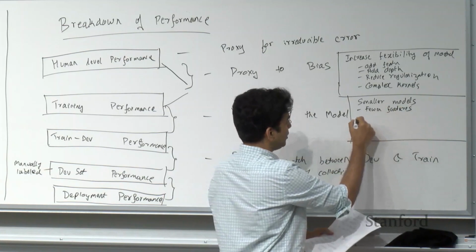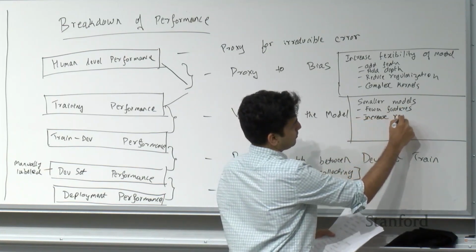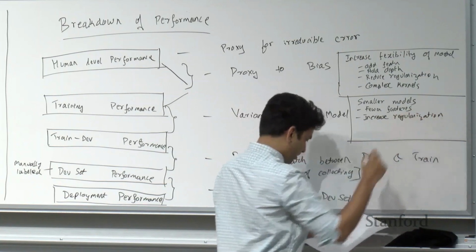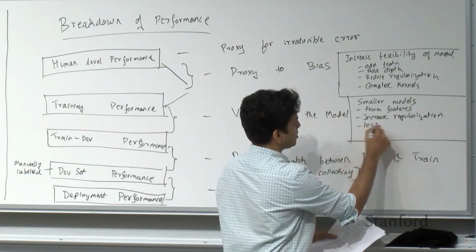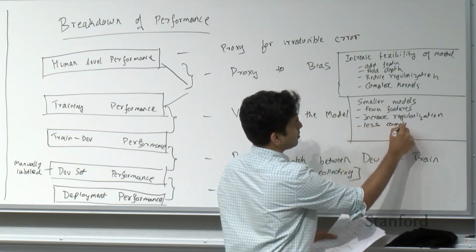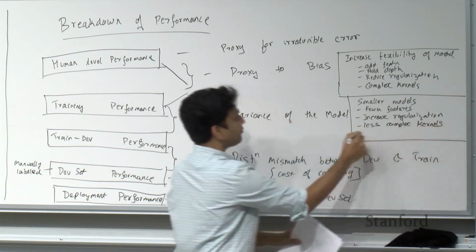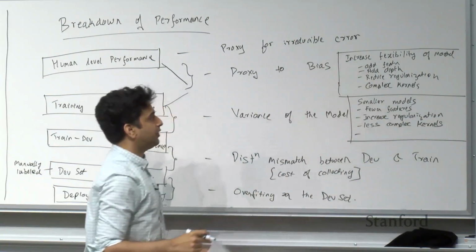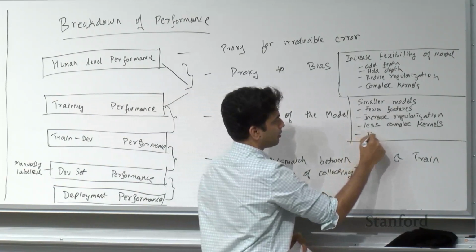Fewer features, increase regularization. Right? Increase regularization. Less complex kernels. And finally, there is one, most of these are like the inverse of the other. However, there is one thing that is distinct, which is collect more data.